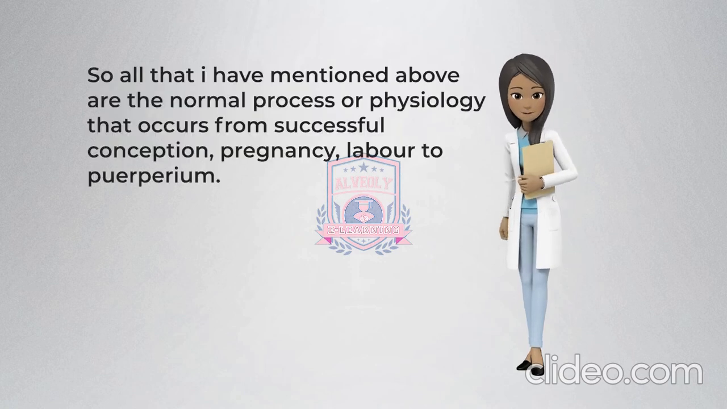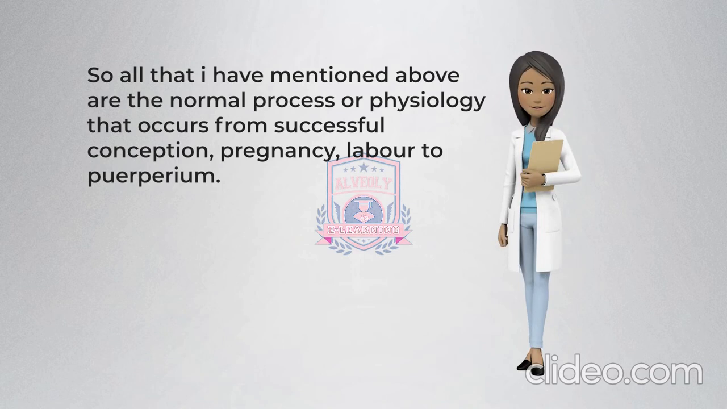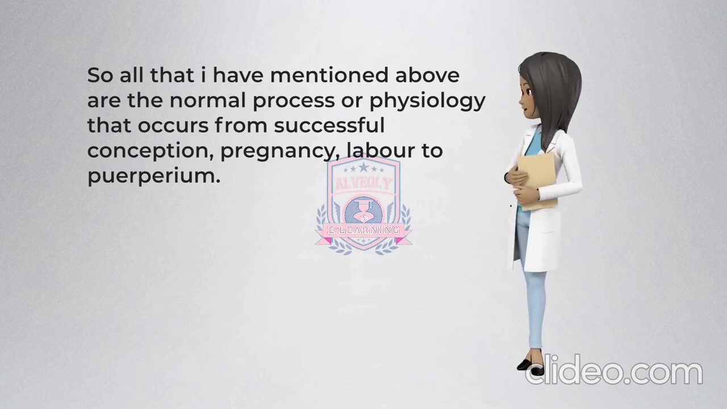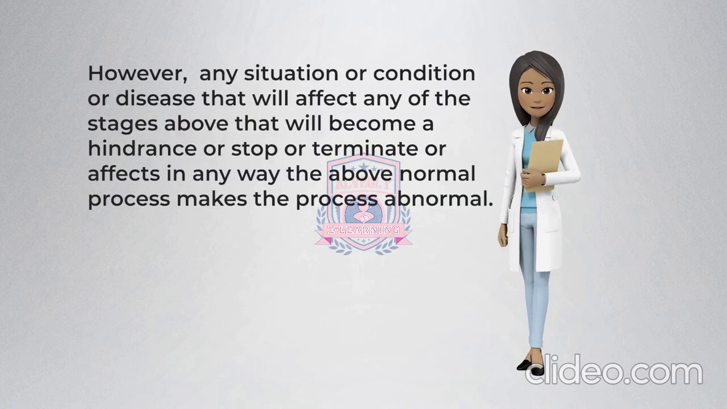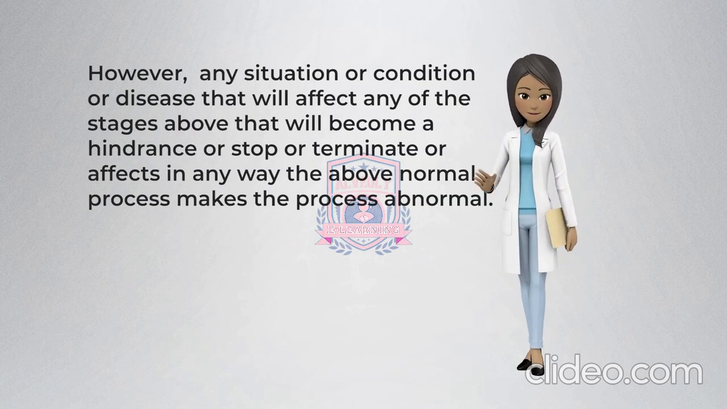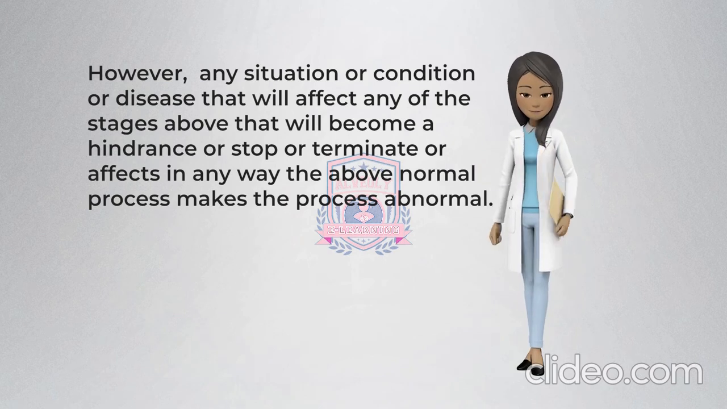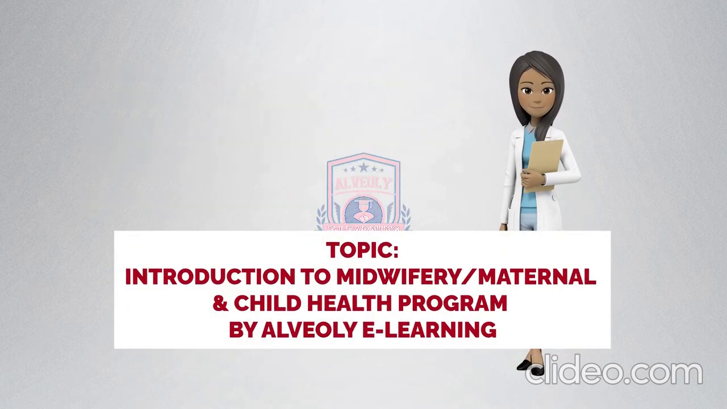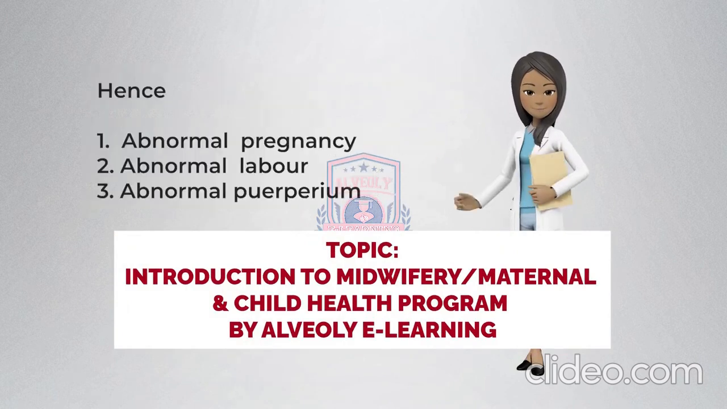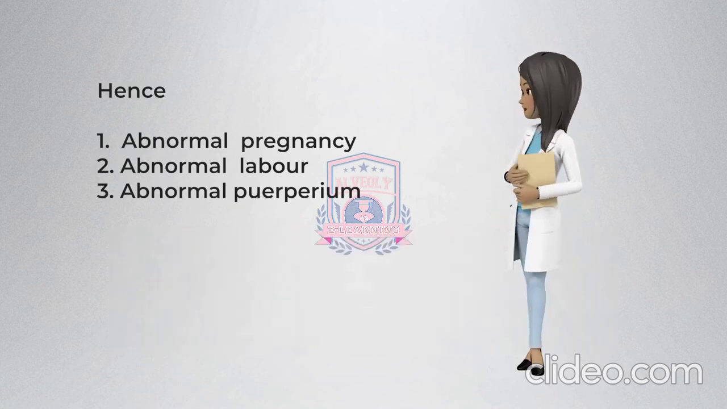So all that I have mentioned above are the normal process or physiology that occurs from successful conception, pregnancy, labor to puerperium. However, any situation or condition or disease that will become a hindrance or stop or terminate or affects in any way the above normal process makes the process abnormal. Hence, 1. Abnormal pregnancy. 2. Abnormal labor. 3. Abnormal puerperium.